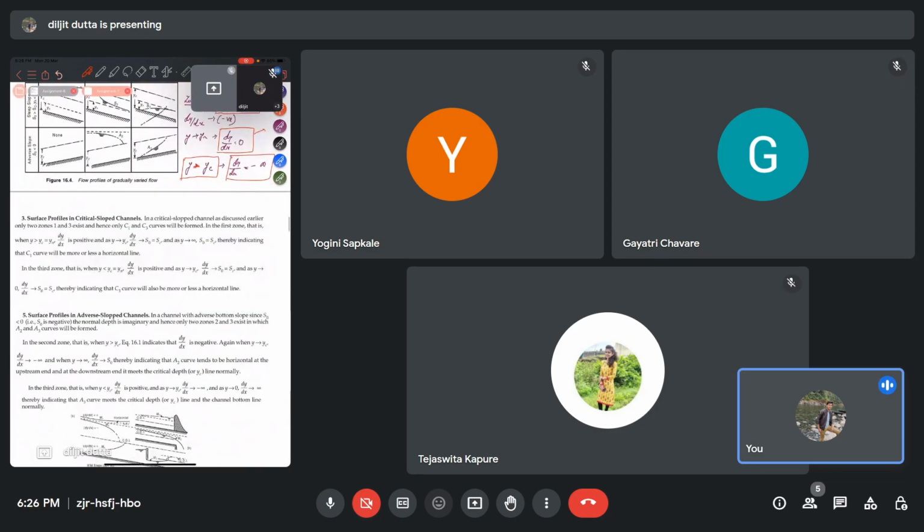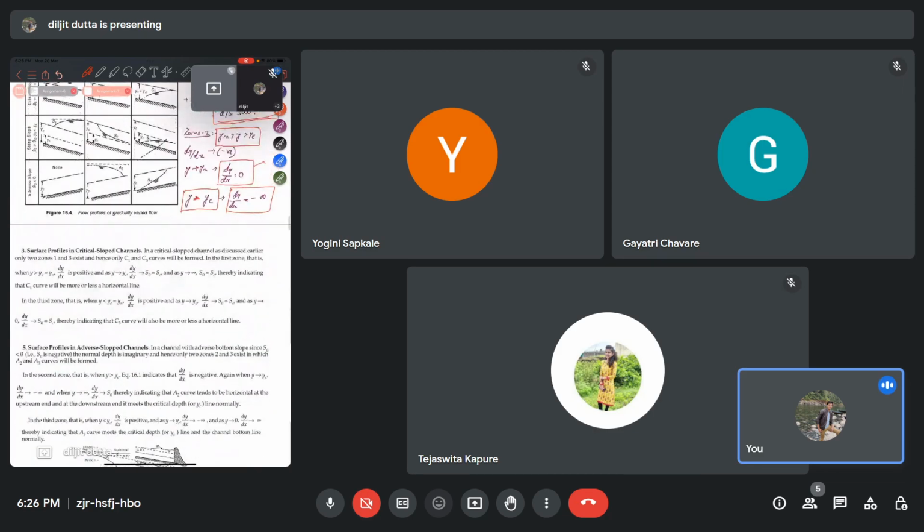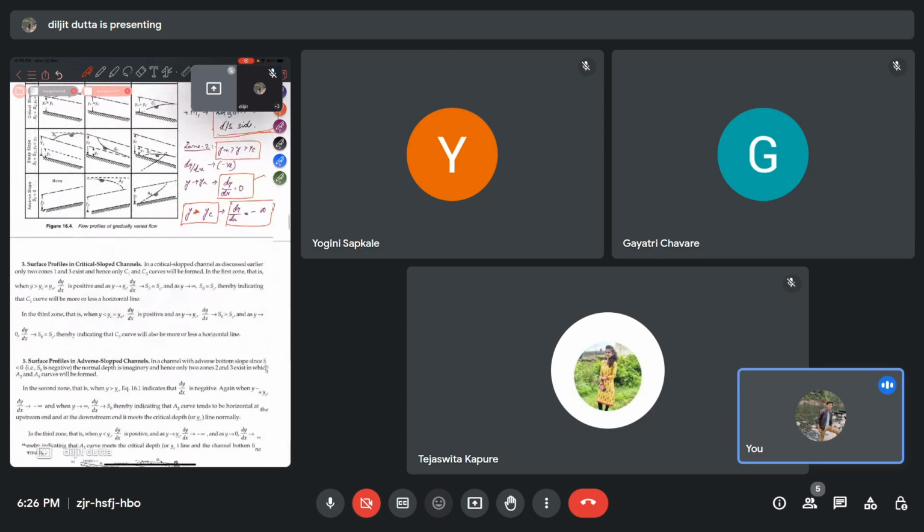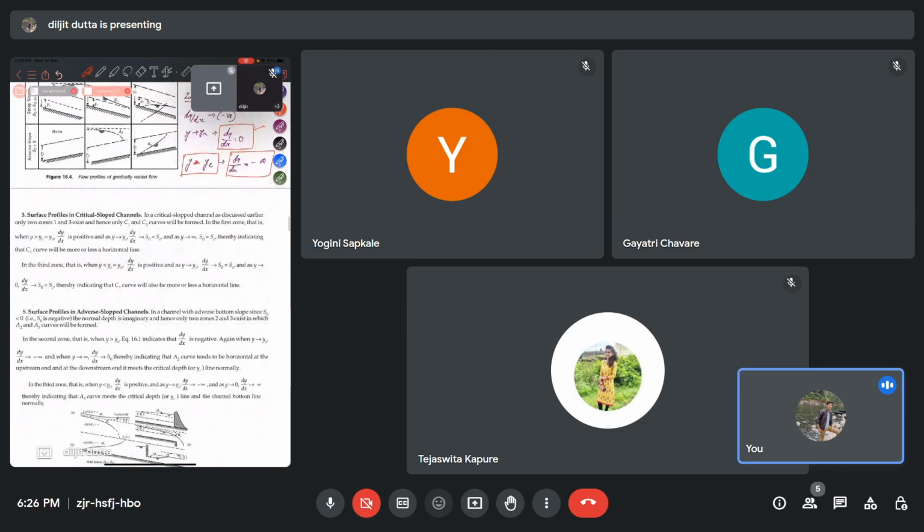Now we'll see just a basic overview of the critical slope and the adverse slope. What happens in a critical slope? In a critical slope, we have seen that yn is equal to yc. In that case, there will be only two zones, that is zone 1 and zone 3. There will be no zone 2 since yn is equal to yc. So we will get two curves, that is C1 and C3.